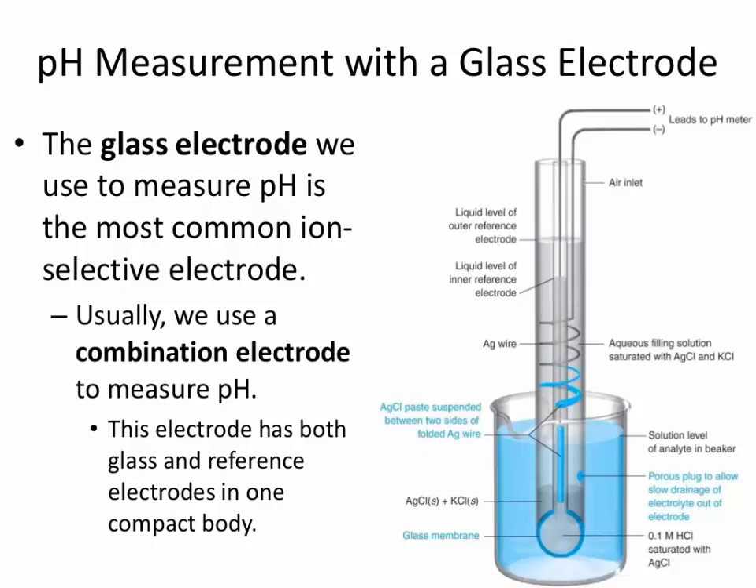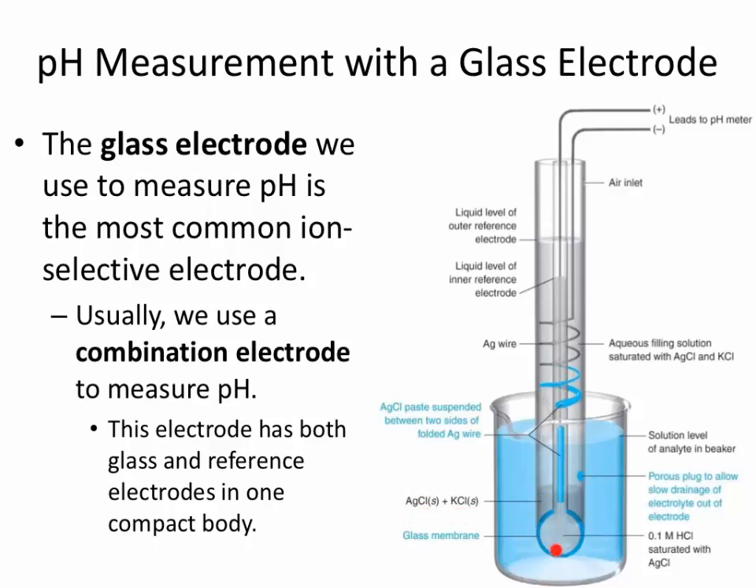In the inner electrode, we then have some liquid inside in our inner reference electrode, and that's going to go all the way down here, and we're going to have this glass membrane. This is going to be a rather thin bulb of glass down at the bottom. In the outer electrode, this solution will be an aqueous solution that's saturated with silver chloride and with potassium chloride. And note here that we have a little hole here, and this has a porous plug in it to allow slow drainage of our electrolyte out of our electrode.